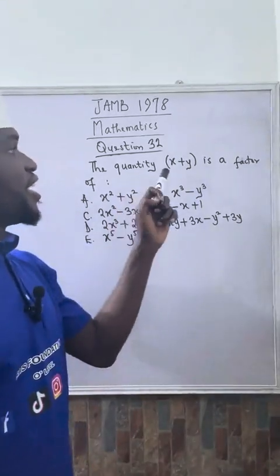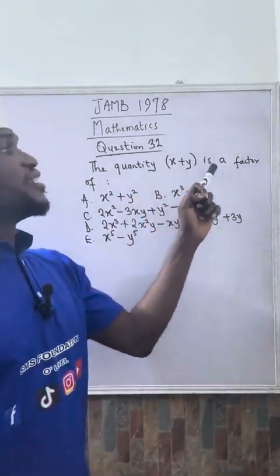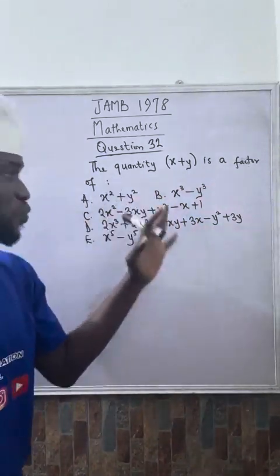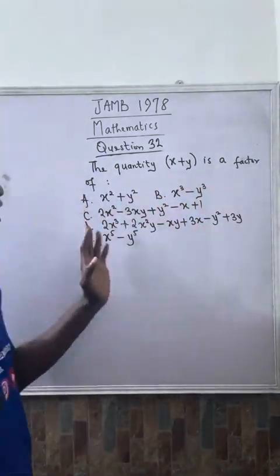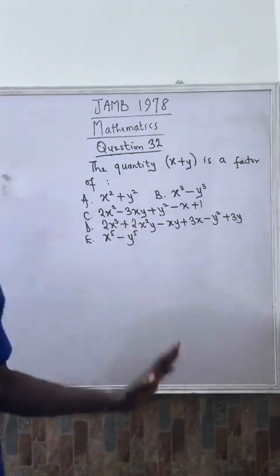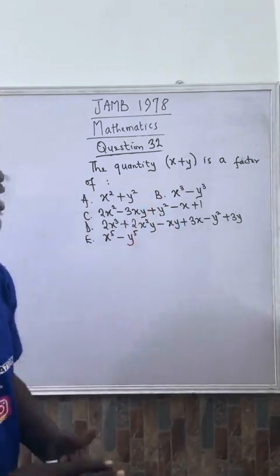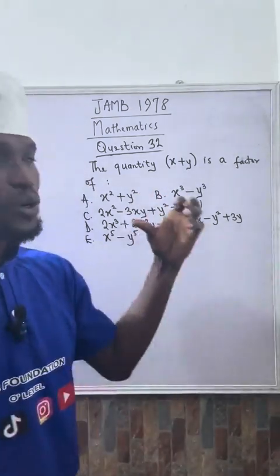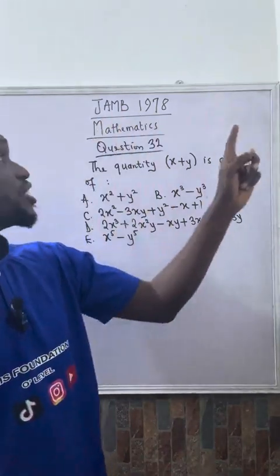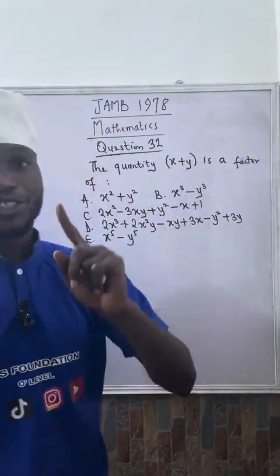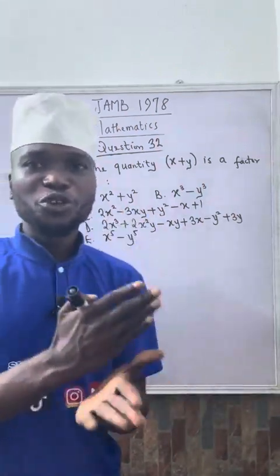The quantity x plus y is a factor of which of these polynomials? So check from option A to option E. Which one can this be a factor of? Now, first of all, this is a question on polynomial. This is JAMB 1978 Mathematics, question 32. So this is a question on polynomials.